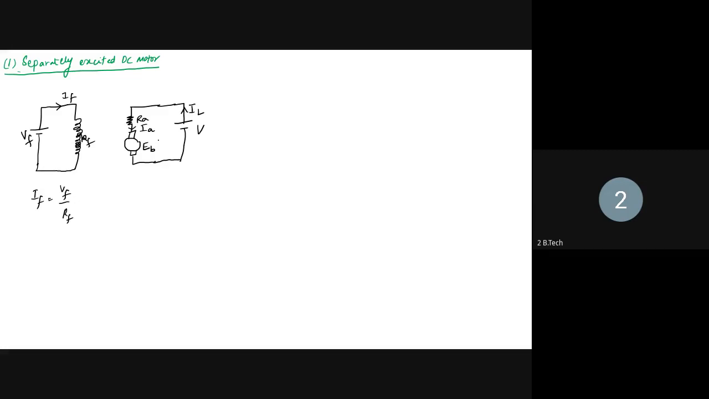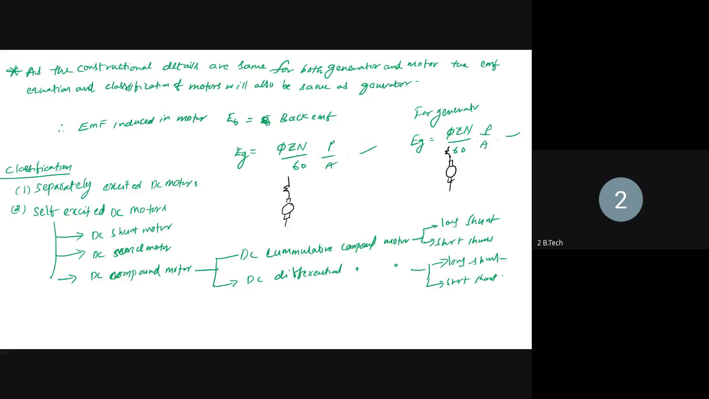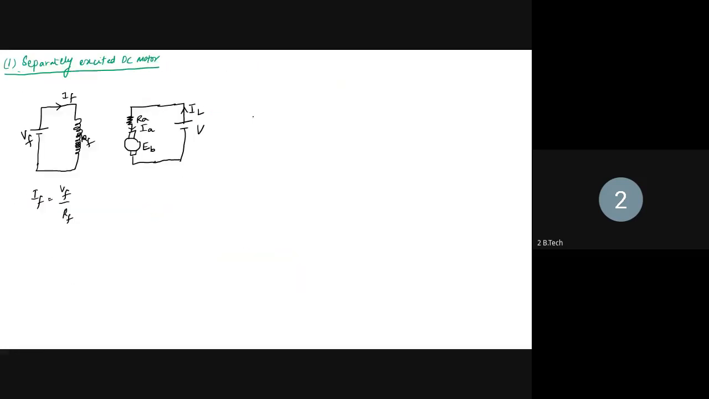According to Lenz's law, the induced quantity always opposes the very cause which is producing it. So the back EMF always opposes the supply voltage. That is why we are calling it back EMF. It is in the backward direction, or in the opposite direction to that of the supply voltage. So that we are calling it the back EMF, right?